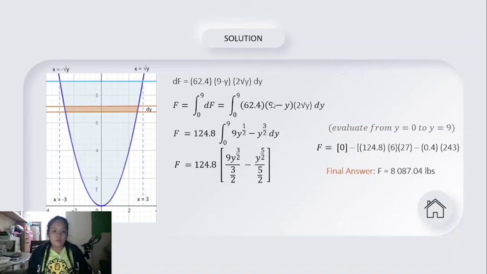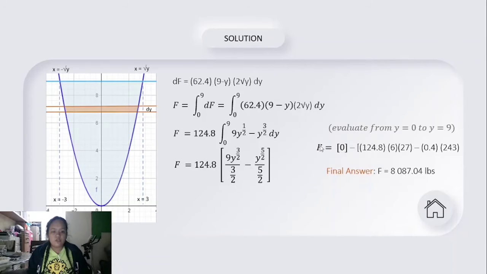Since 62.4 and 2 are constants, we can take them out of the equation and solve the remaining values inside, which is the integral of 9y^(1/2) minus y^(3/2)... dy, which you can integrate using the power rule if you separate these two terms. Integrating, 9y^(1/2) becomes 9y^(3/2) over 3/2, and y^(3/2) becomes y^(5/2) over 5/2. Then from this, you can evaluate it from 0 to 9.